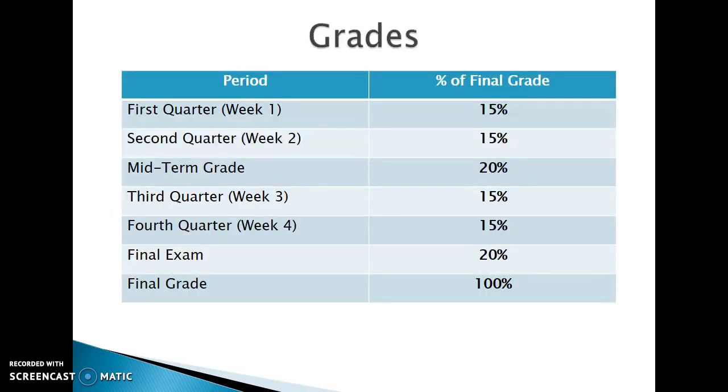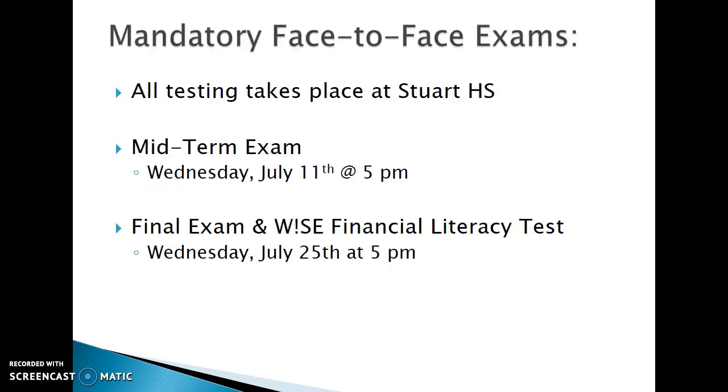The course is broken up in the following way. Each quarter, weeks 1, 2, 3, and 4 worth of assignments count as 15% each for a total of 60%, and then your midterm exam and your final exam each count as 20% for a total of 40% of your total grade. So again, keep that in mind as you're completing work. We do have 2 mandatory face-to-face exams.